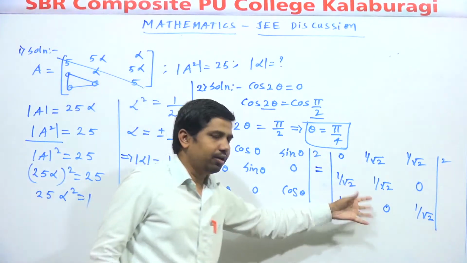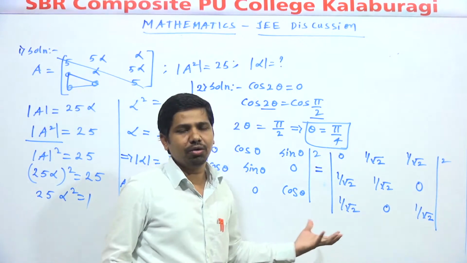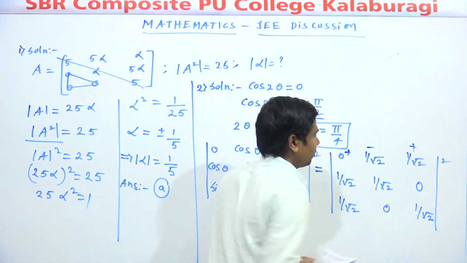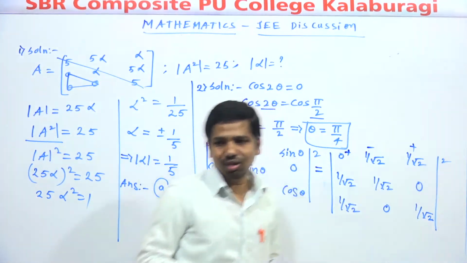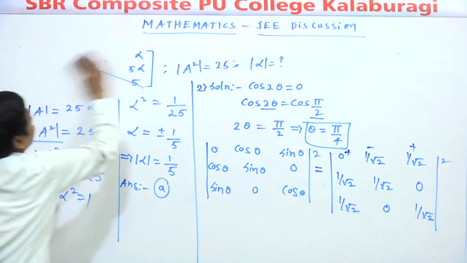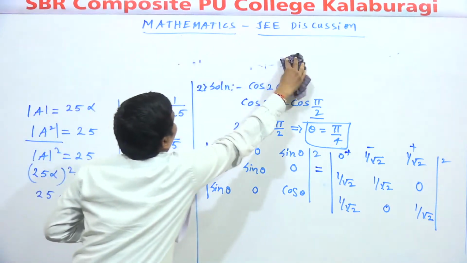Now we'll find its determinant. We know how to find it for order 3 cross 3. It is plus, minus, plus. Keep in mind the square is there, right? So let us find the determinant of order 3 cross 3, the determinant of that one.